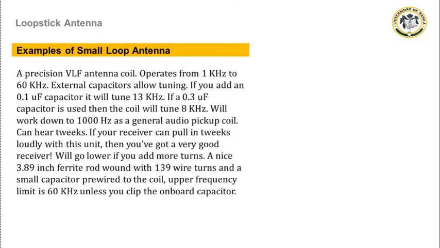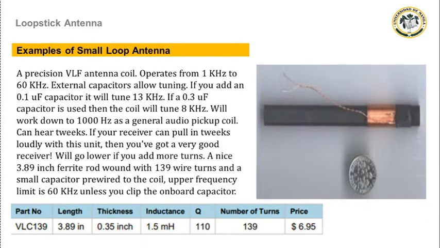Upper frequency limit is 60 kHz unless you clip on an onboard capacitor. This is an example of a BLF antenna coil, and this is the specification of that. Part number BLC 139. The length is 3.89 inches. The thickness is 0.35 inch. The inductance is 1.5 millihenry. The Q is 110. The number of turns is 139. And the price of that is $6.95.